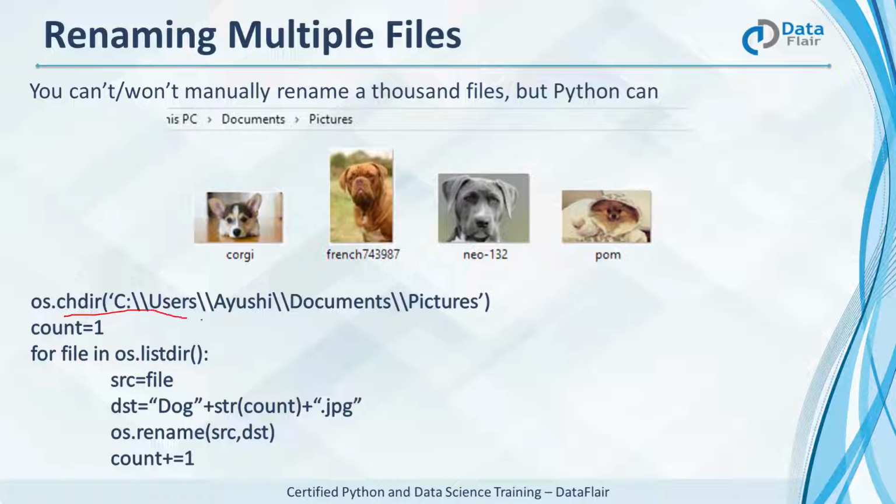Change the current working directory to where the pictures are. Set count to 1. For each file in this directory, source is the file name. We'll use this when calling rename. And we'll rename each file to dog, the count, and .jpg. Then we'll call the rename function and increment count by 1. What we're doing here is renaming all the pictures to dog1, dog2, and so on, instead of keeping them named based on their breeds.